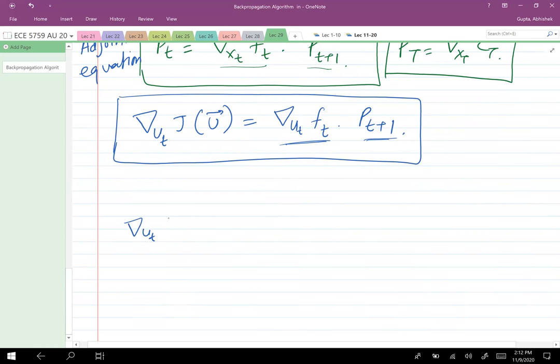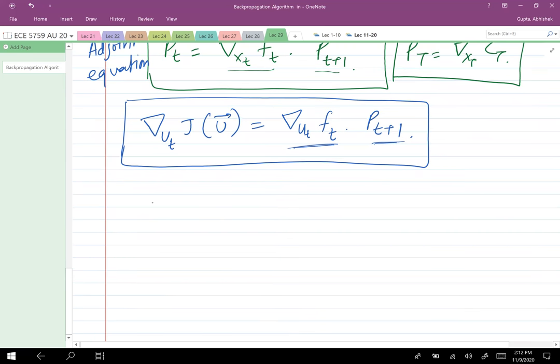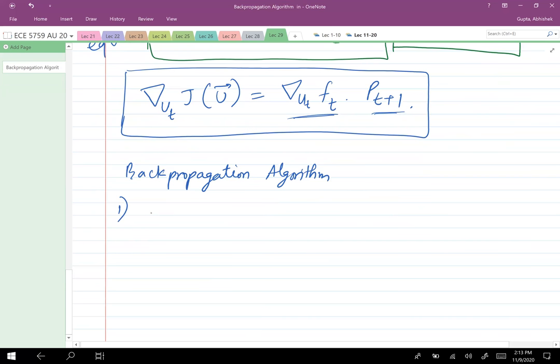So how would you run the backpropagation algorithm? Let's say X naught, the initial state, is given to me. At step k, I have u zero superscript k, u1 superscript k, up to ut minus 1 superscript k. I initialize it randomly; I can pick whatever actions I want.